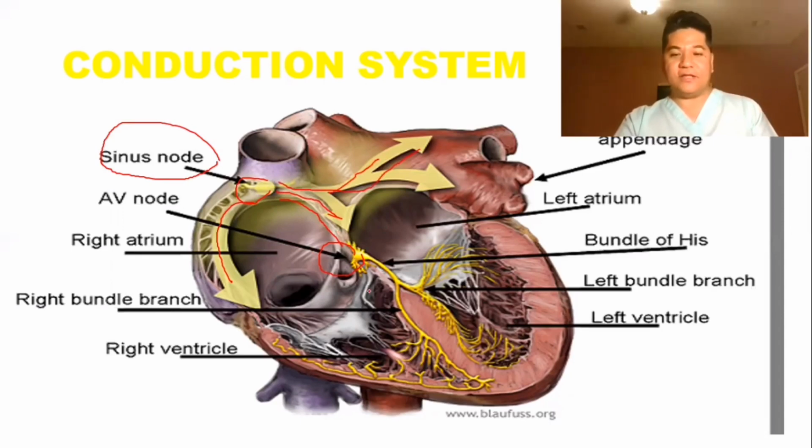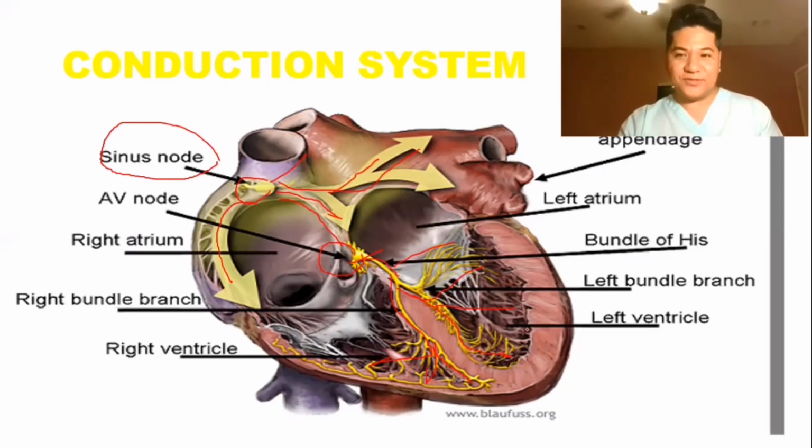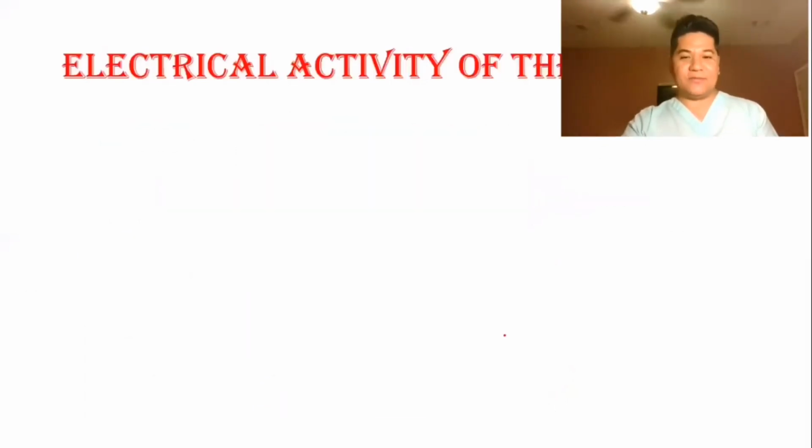Then from the AV node to your bundle of His, then to your Purkinje fibers, like that. The moment it spreads the impulses, the same as the blood supply, the blood will go. So it happens in milliseconds. That's how it is: from the SA node, to your AV node, then to your bundle of His, and then to your left and right bundle branches to the right and left ventricles via your Purkinje fibers. That's your conductive system of the heart.